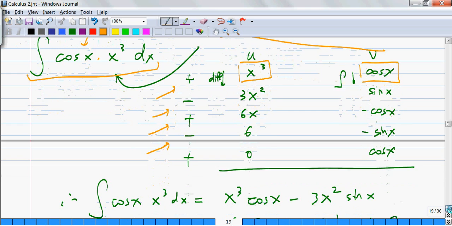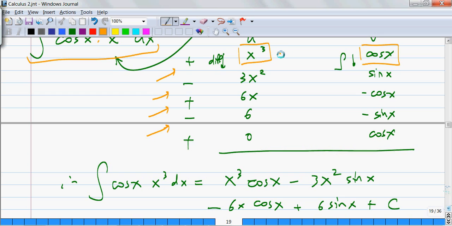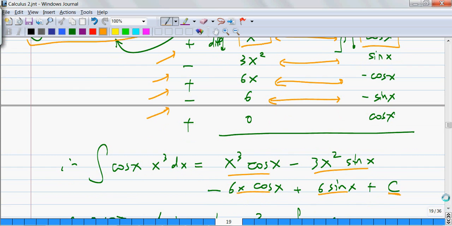And when you want to write the function down, you have the original function, and then you subtract the second level, you add the third level, and then you subtract the fourth level. So if you write these things down and add c at the end, then you can get the whole integral.